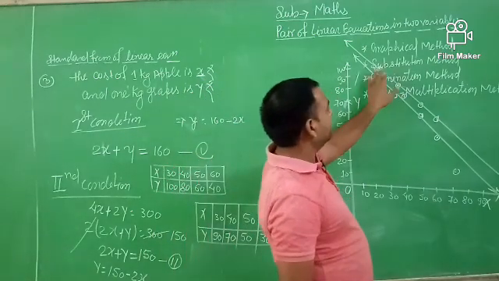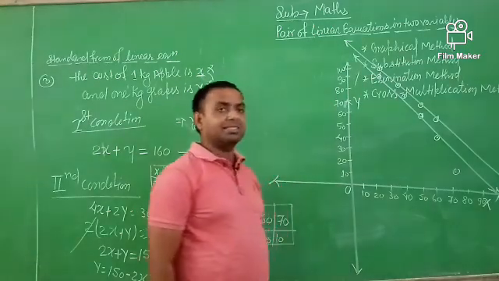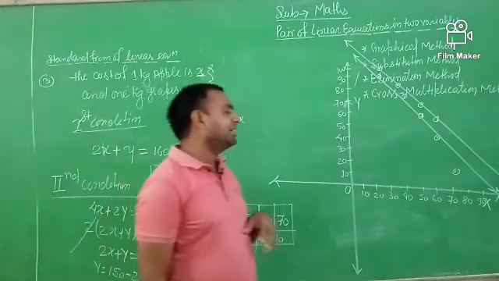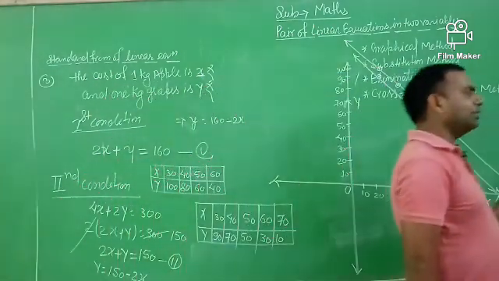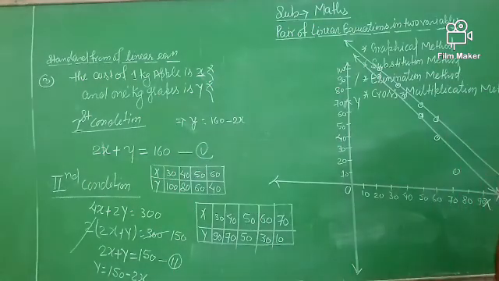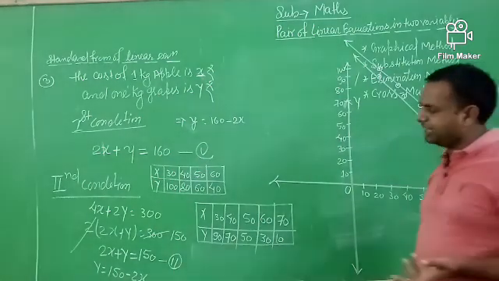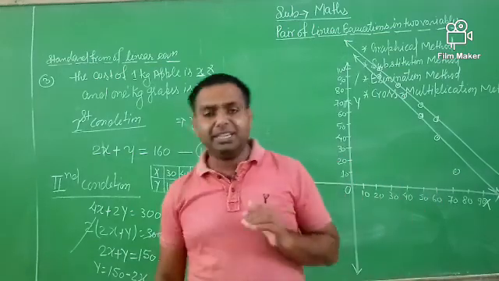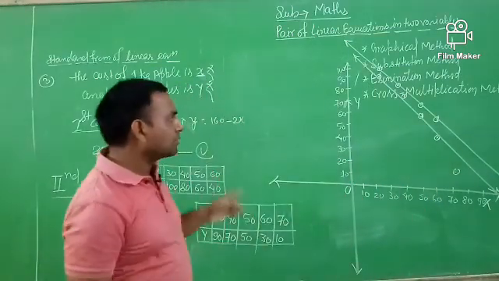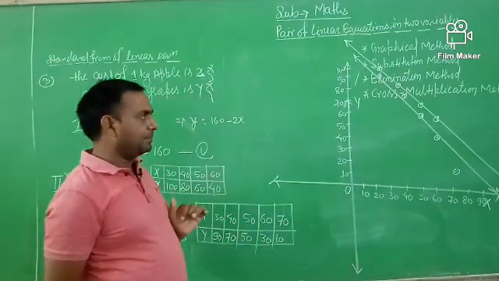Second solution is the substitution method. What is the substitution method? In the substitution method, if you have values of x and y, then you replace the value of x in the form of y, or the value of y in the form of x. This is called the substitution method.